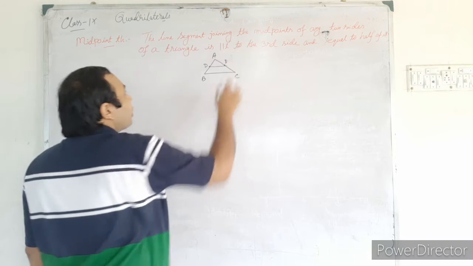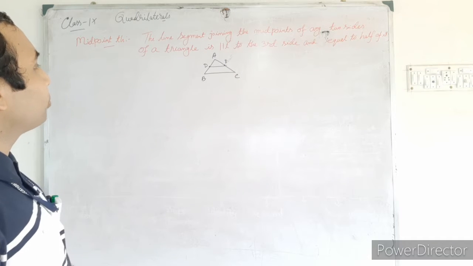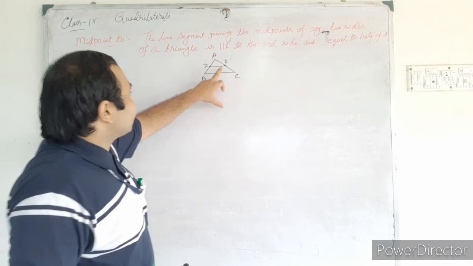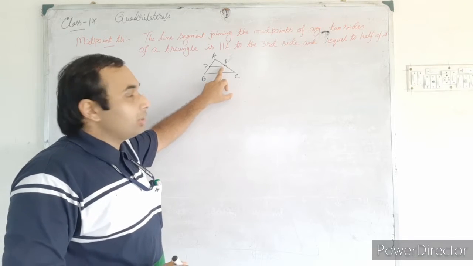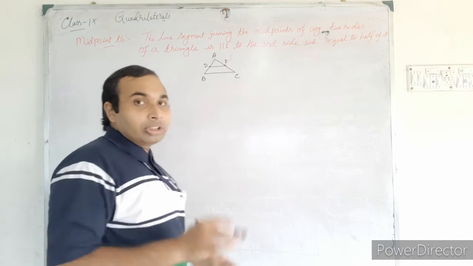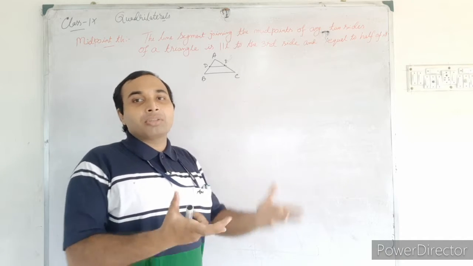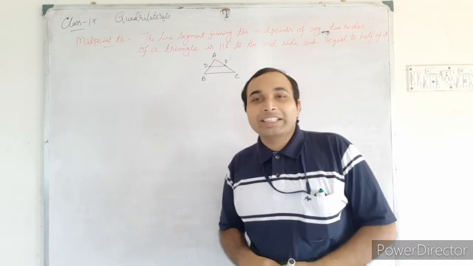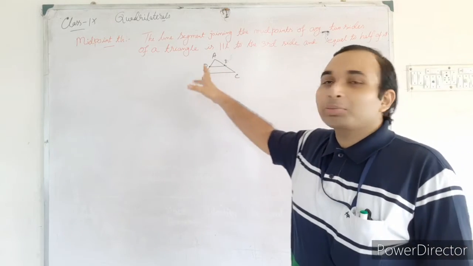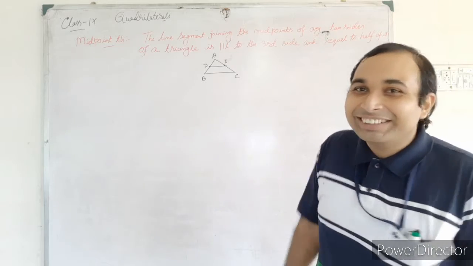Now we have to prove that DE is parallel to BC and also that DE is half of BC. Don't think that it looks parallel, so obviously it is parallel. Some students did that in the previous class, I have seen: writing, hence it is proved that this is parallel. So don't do this.